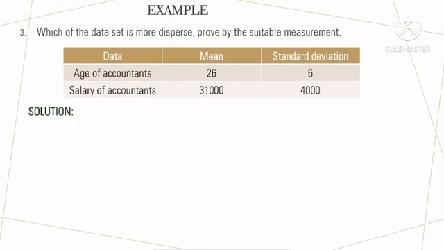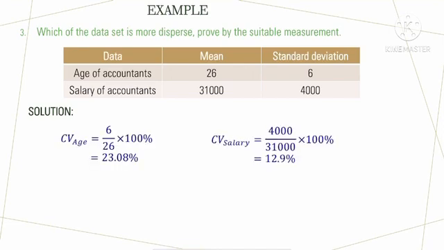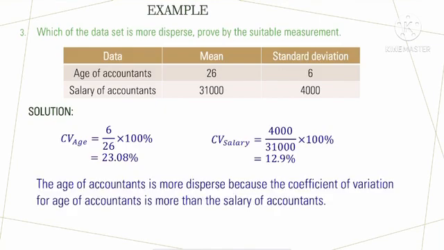In this example, we want to determine which dataset is more dispersed. We will find the coefficient of variation for both data to solve for this. By comparing the values of coefficient of variation, we can conclude that the age of accountants is more dispersed because the coefficient of variation for age of accountants is more than the salary of accountants.